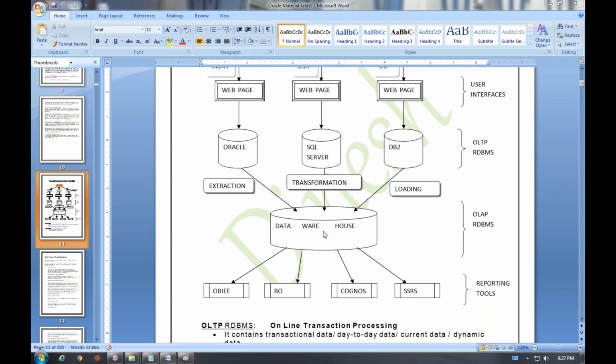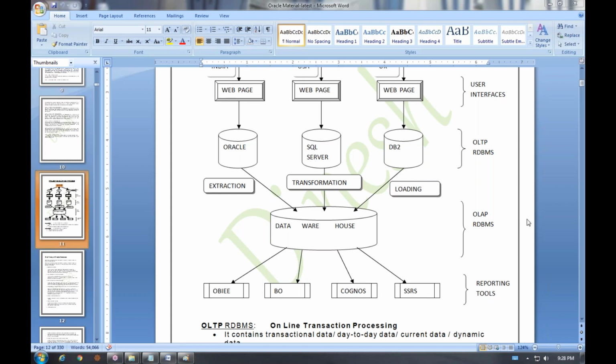So don't worry, after the data warehouse we have reporting tools. Generally, to complete the diagram I use this. Yeah, see here data warehouse. After the data warehouse you have reporting tools. Reporting tools are useful to develop reports. The reports are useful to analyze the business, whether the business is going successfully or the business is going down. To analyze the business, they will use reports. Those reports are developed by using reporting tools.